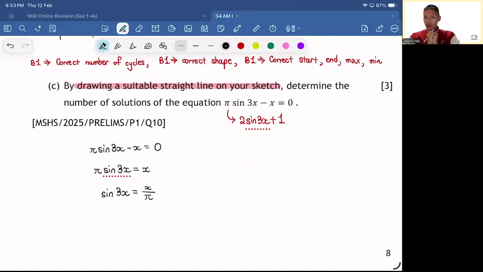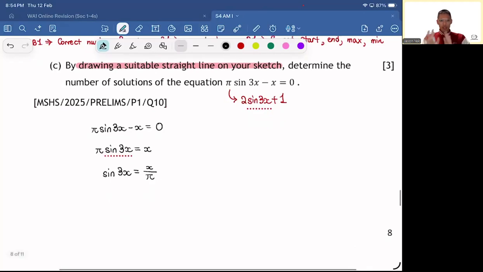You realize, very close. What do I need to do? I want 2 sine 3x plus 1. Don't tell me plus 1 first. You plus 1, you multiply by 2, you get 2 sine 3x plus 2. So know your stuff well first. Very good, Clary, thank you for facilitating. Multiply both sides by 2. Very good, Kaden. Multiply both sides by 2.